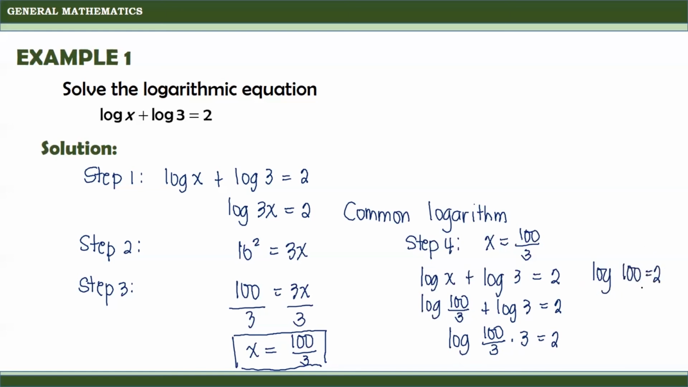Next, looking at the expression, since we have a common logarithm here, automatically the base is 10. Notice that for us to have 100 as our power, then 10 should be raised to 2. Hence, we have 10 squared equals 100, therefore 100 equals 100, which means that the value x equals 100 over 3 satisfies the given logarithmic equation.